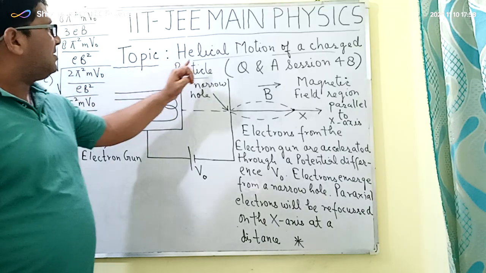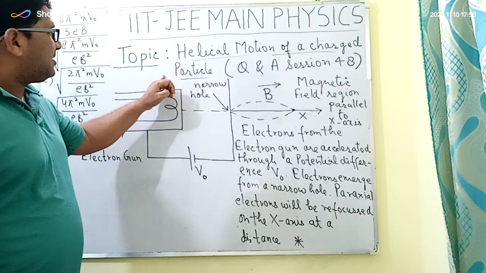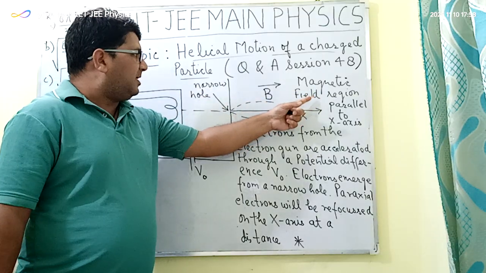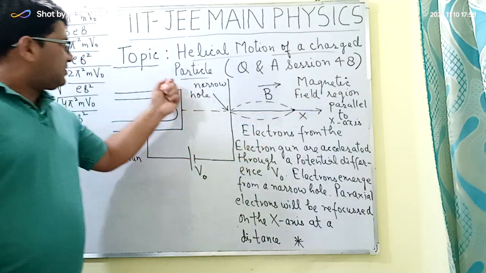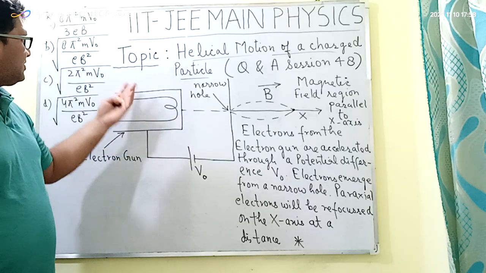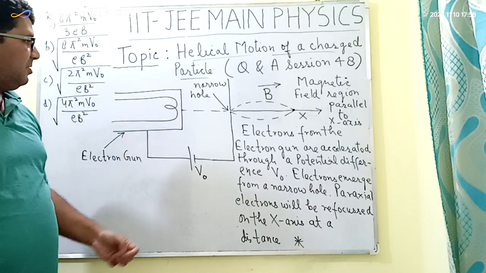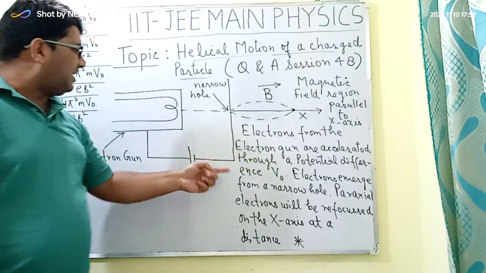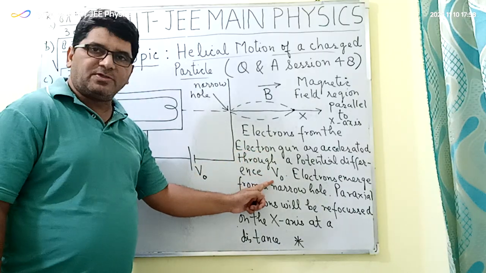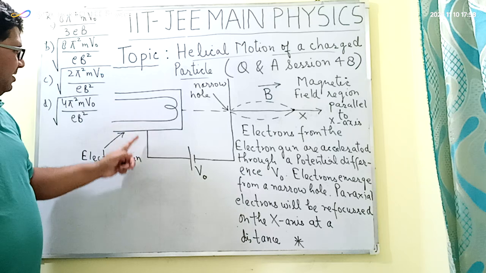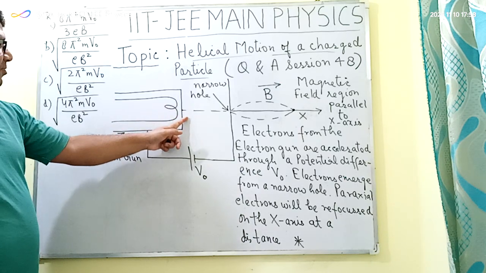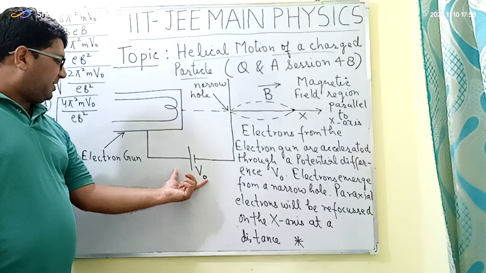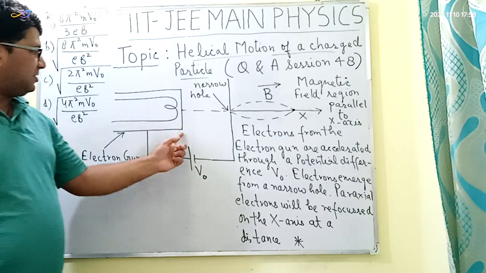The topic is the helical motion of a charged particle under the influence of a magnetic field. Based on this topic, I have one question for this session, which is written here on this board. The question is: electrons from the electron gun are accelerated through a potential difference V0. So this is the electron gun, and the electrons are emitting from this electron gun through a potential difference of V0 as shown in this figure.